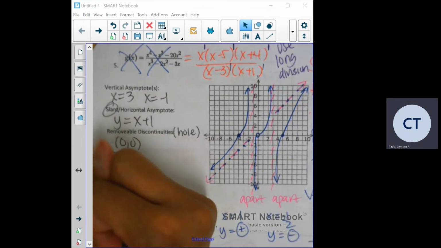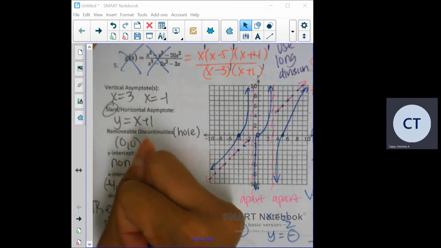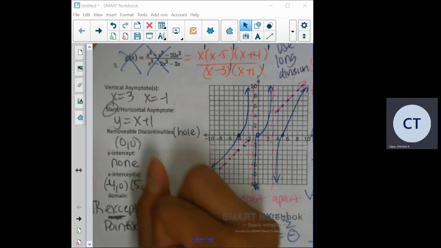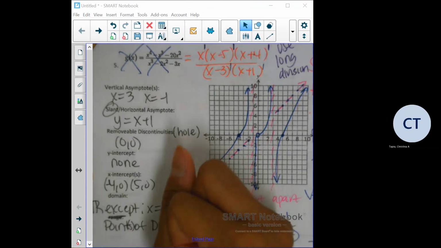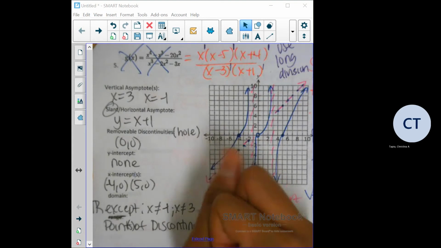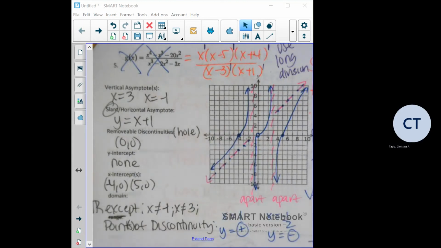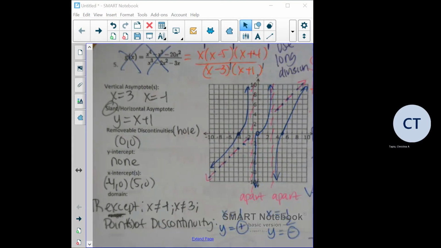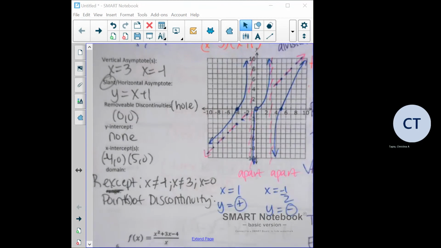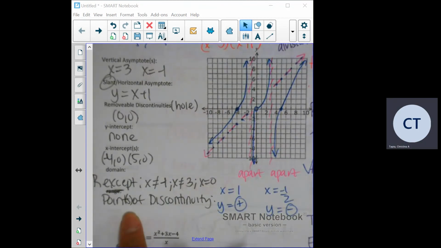And for the domain, we're going to write all real numbers except what? That's it? Is that it, Odalis? You're right with the vertical asymptotes, but don't we have a hole for this? And 0. Your removable discontinuity is dealing with the same thing.